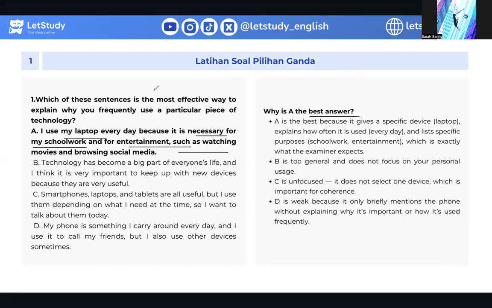Jadi pertama, it answers the question kan. Jadi, why you frequently use a particular piece of technology? Pertama, the piece of technology yang dipakai itu laptop. Terus it answers the why question, and then it gives an example. Kenapa B, C, sama D itu bukan jawaban yang paling bagus? Itu karena B itu terlalu general. Jadi bagian B juga nggak beneran menjelaskan atau menjawab pertanyaannya, which is why you frequently use a particular piece of technology.